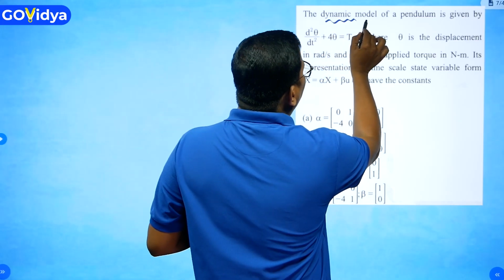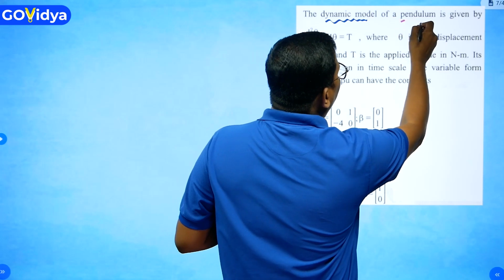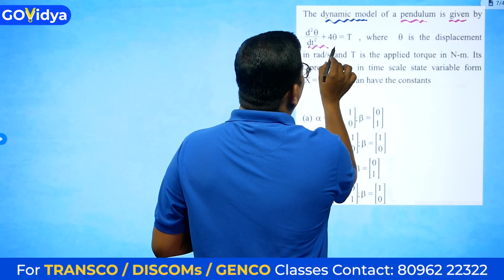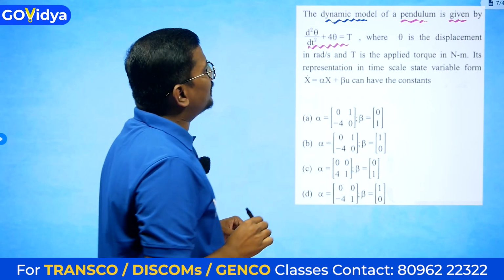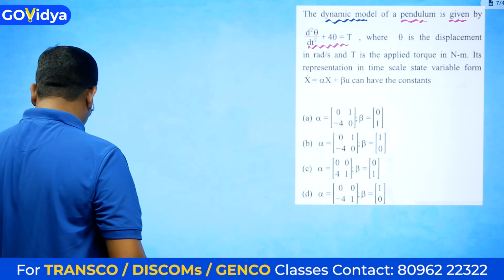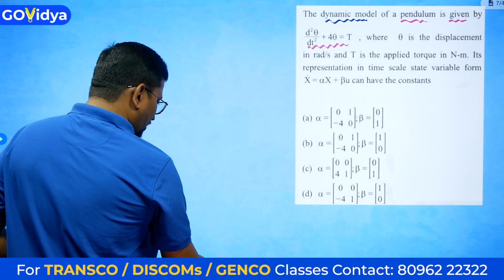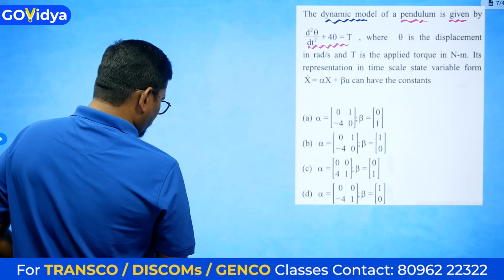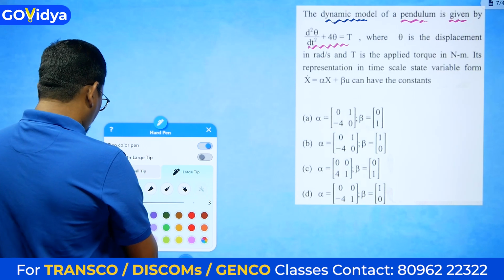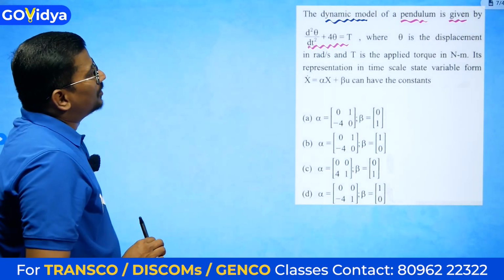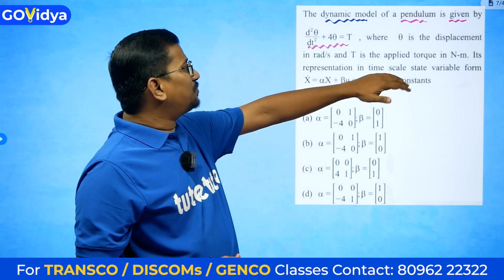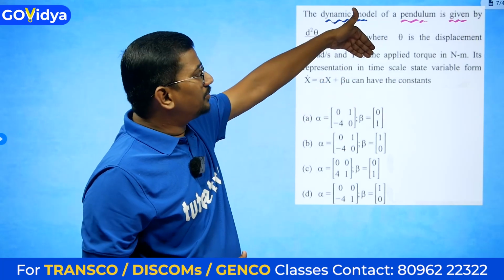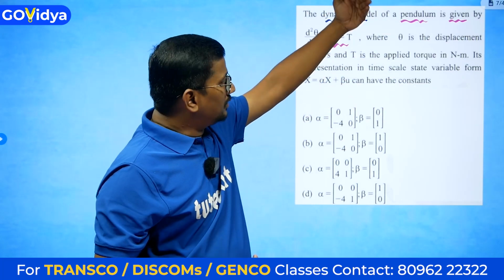The dynamic model of a pendulum is given by d square theta by dt square plus 4 theta equals T. Where theta is the displacement in radians and T is the applied torque, which is nothing but the input. Theta is the displacement, the output, and T is in Newton meter.